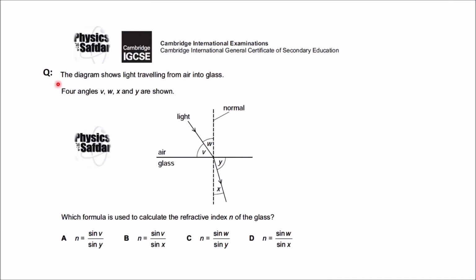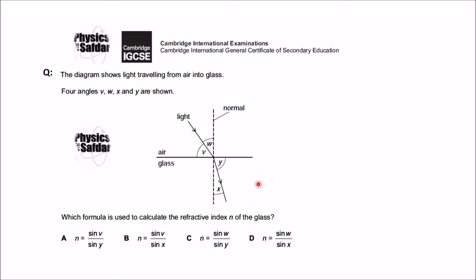Now the question is, the diagram shows light traveling from air into glass. Four angles V, W, X and Y are shown. Which formula is used to calculate the refractive index n of the glass? And you have 4 options. So let's jump on the diagram. Two different mediums, air and glass, and this line is showing the boundary. The dotted line is showing the normal, and this is the incident ray and refracted ray. And you have the 4 angles V, W, X and Y.